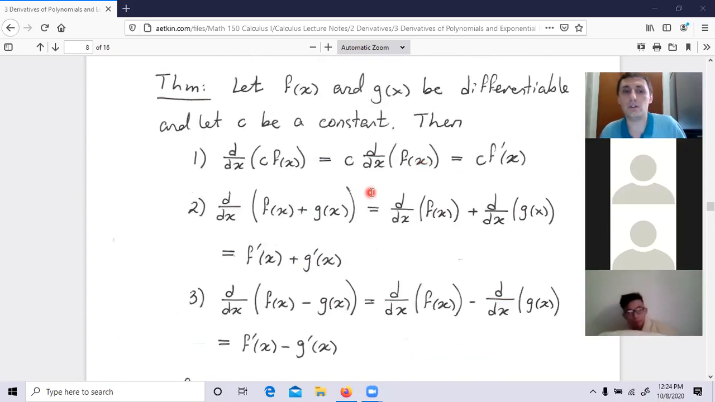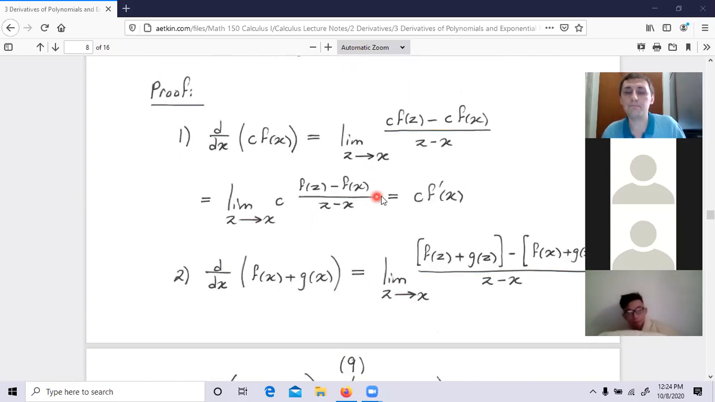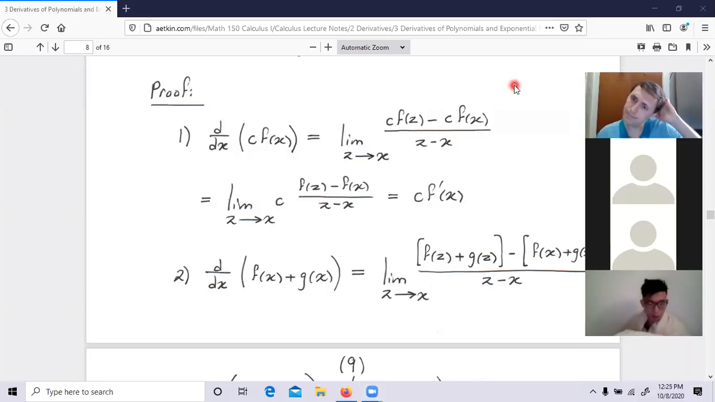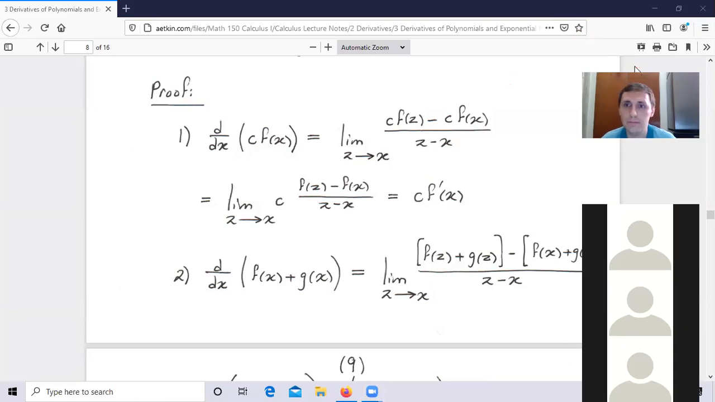Similarly, what do you think is going to be the derivative of a sum of two functions, guys? The derivative of f plus g, well, what would it be in terms of the derivative of f and the derivative of g? Any ideas? Yeah, sum of derivatives.